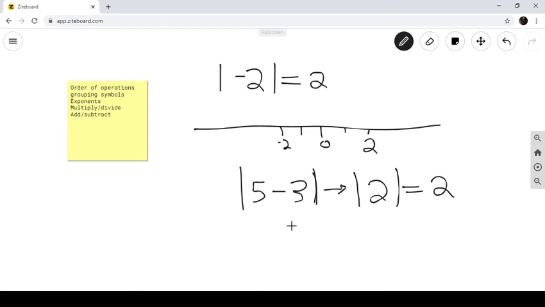So once again, absolute value treats it as being a distance, and you can't have a negative distance. I mean, negative 12 feet doesn't make a whole lot of sense.